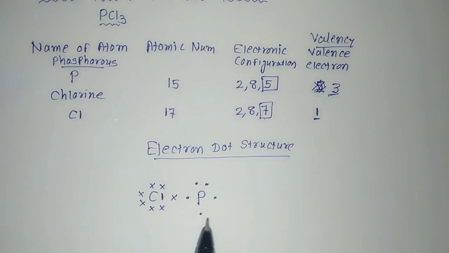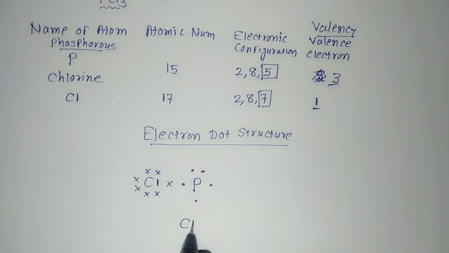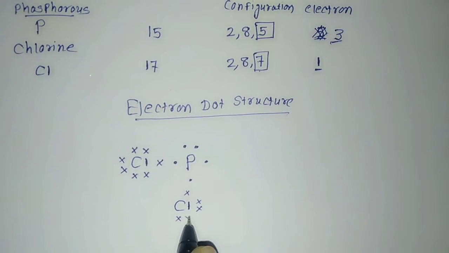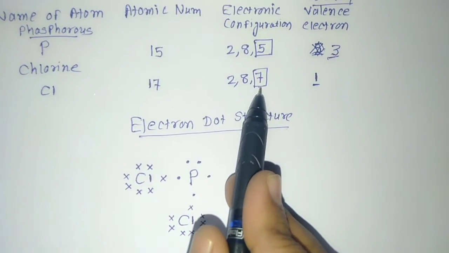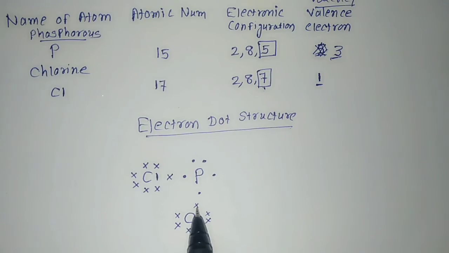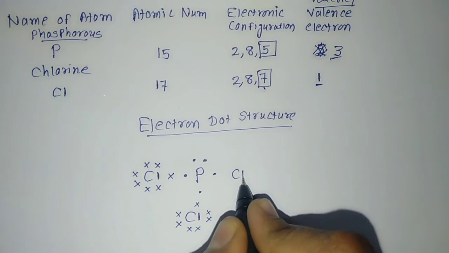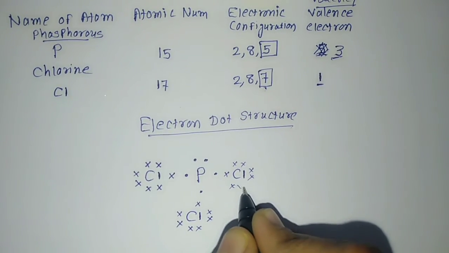So here we can see phosphorus, and again I will take another chlorine atom. Chlorine 1, 2, 3, 4, 5, 6 and 7. As you know there are 7 electrons. So I have written all 7 for this chlorine, and for this chlorine, and for another one again 1, 2, 3, 4, 5, 6 and 7.